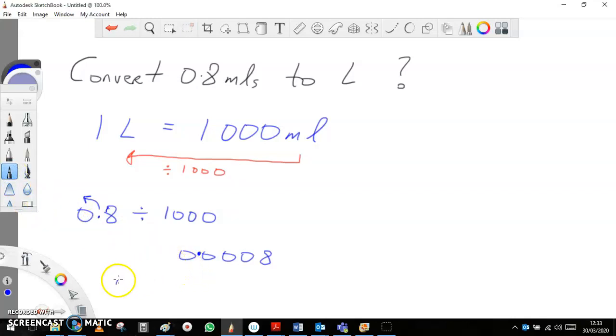So, 0.8 mil equals 0.0008 litres. So really, in practice you'd never use litres when you have such a small figure there, but this is good exercise for understanding how to convert between them.